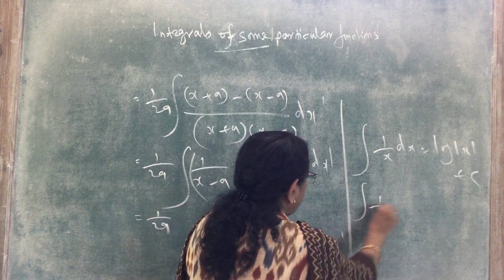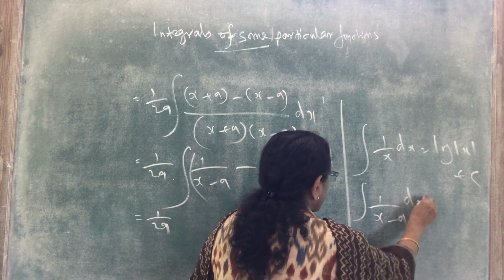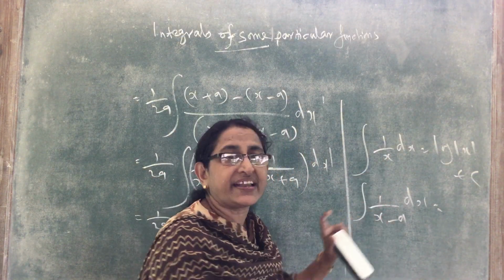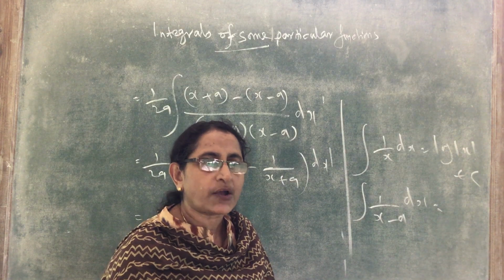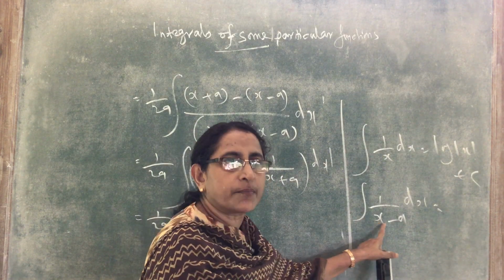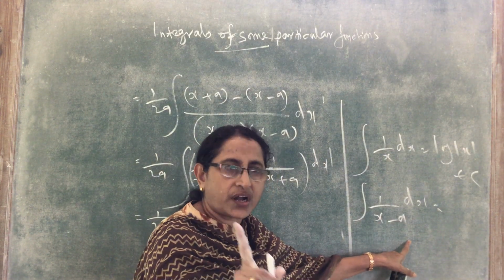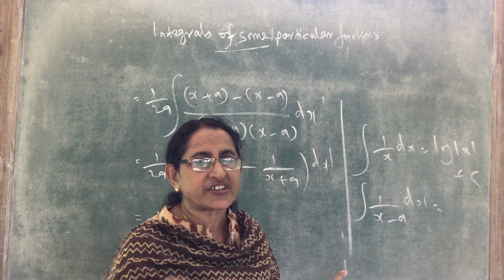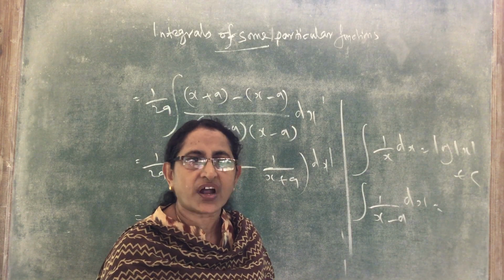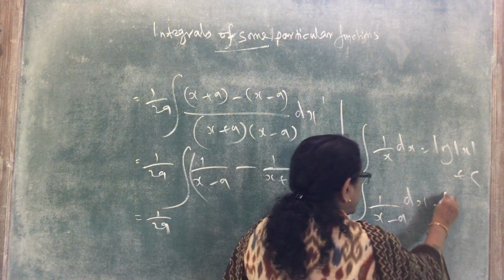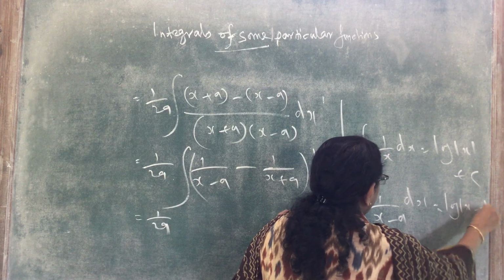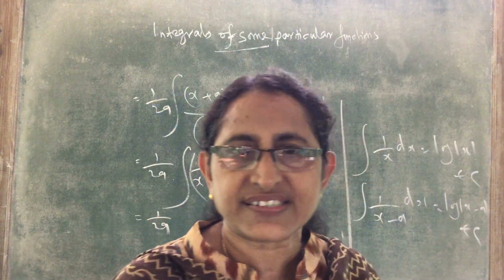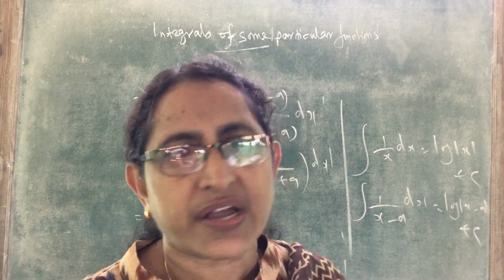So what is integral 1 by x minus a dx? Only the difference is that in the place of x, it is x minus a. And what is the derivative of x minus a? Derivative of x is 1, minus derivative of a is 0, so only 1. So dividing by 1 doesn't make any difference. Directly we can write log x minus a plus c. Same answer, log x minus a.